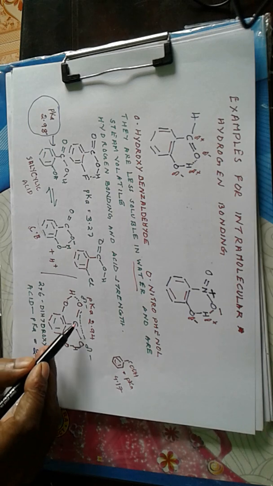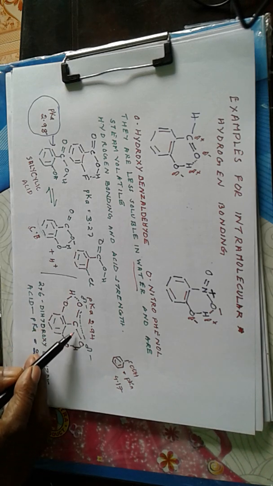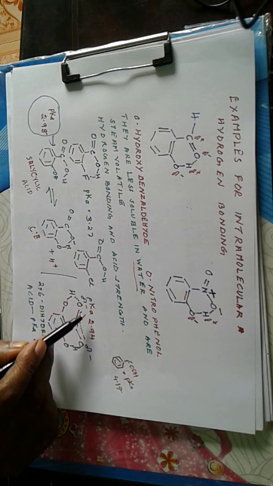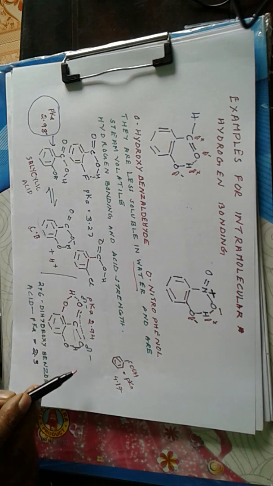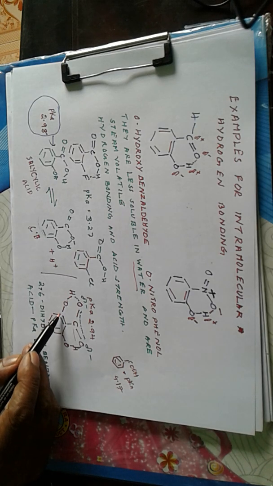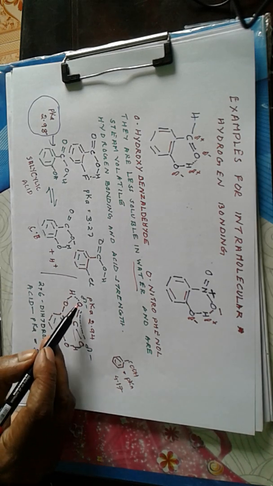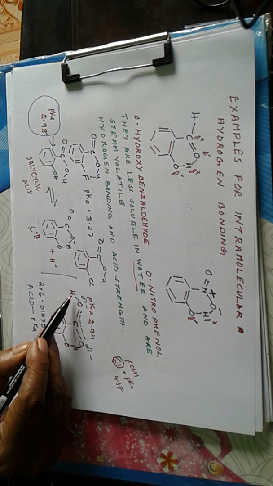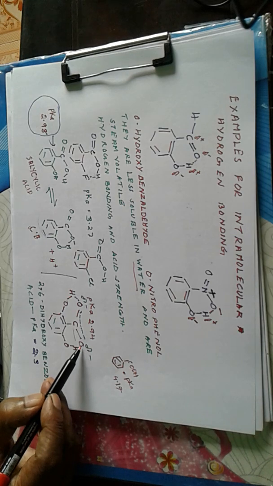this COO negative group, due to resonance, can produce delta negative and delta negative at the two oxygen atoms. So this is the resonance hybrid structure of the carboxylate ion, with delta negative and delta negative over the two end oxygen atoms. Now when there is another OH group in the ortho position, this delta negative oxygen can form a hydrogen bond with one OH, and this delta negative oxygen can form another hydrogen bond with the other OH.